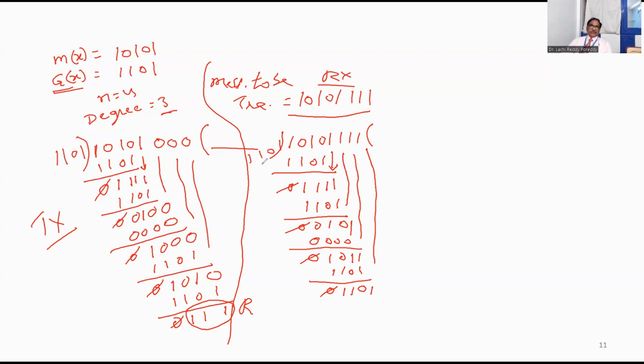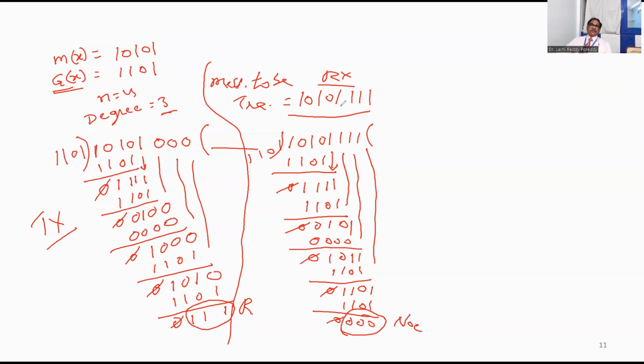Okay. Next, the divisor is 1, 1, 0, 1. So 1, 1 is 0. 0, 0 is 0. 1, 1 is 0. 1, 1 is 0. Ignore this. So the final remainder, no more bits are there to append. So final remainder is 0. That means no errors. So whatever is received is no errors.